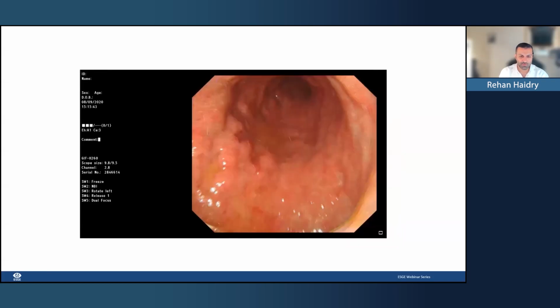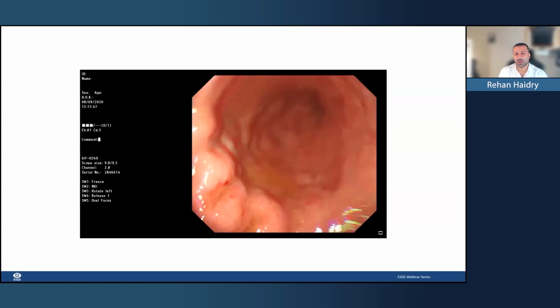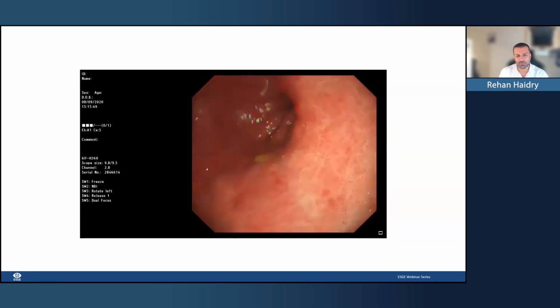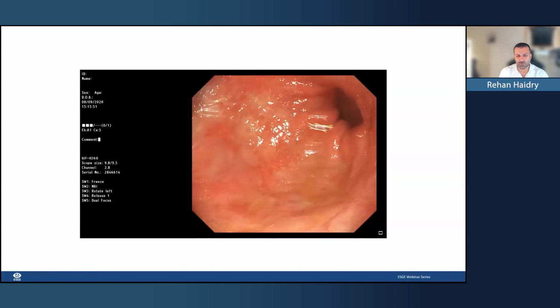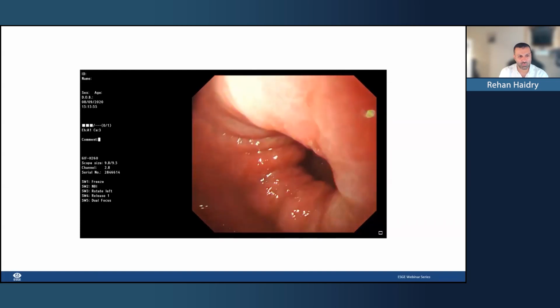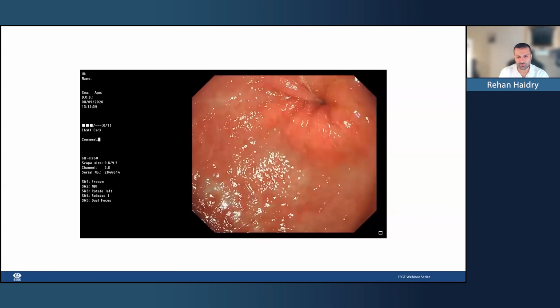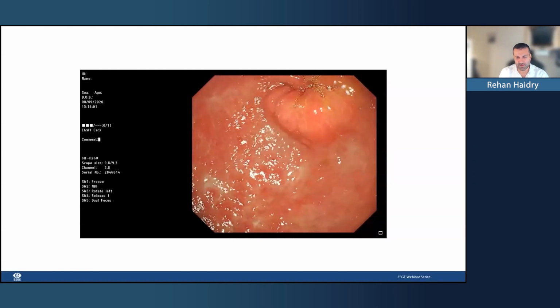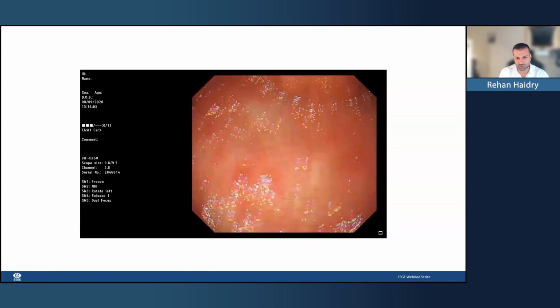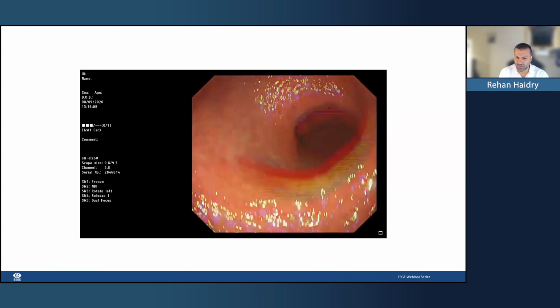So this, ladies and gentlemen, is a patient you can see referred for upper endoscopy, and all of a sudden you can begin to appreciate, this is just with white light endoscopy, these rather pale areas that begin to exhibit themselves in the 6 o'clock position of your video here. These are areas of gastric atrophy.